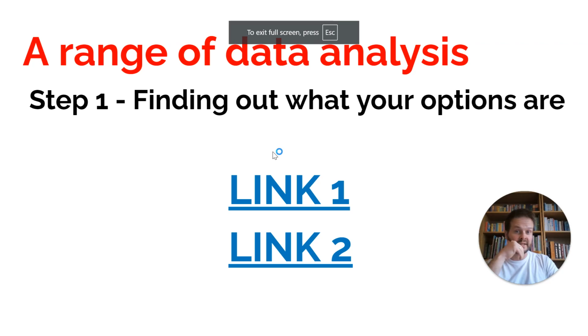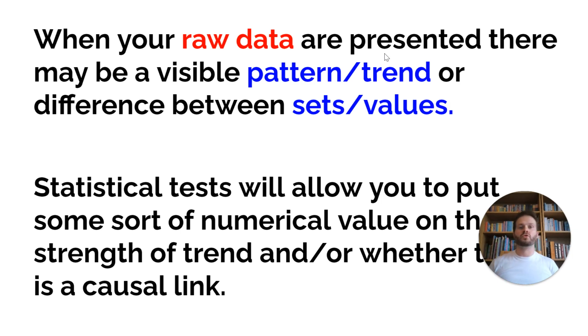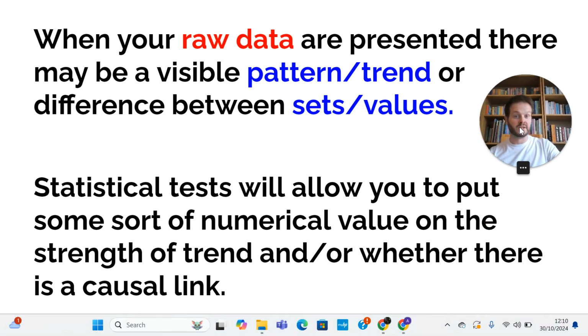And with your data analysis, it's the same. So the way to decide is, when your raw data is presented, is there a visible pattern or trend, or is there a difference? So sometimes you're trying to prove there's a relationship. Sometimes you're trying to prove there's a difference as well. Different statistical tests will allow you to prove or disprove different things, which is what we're trying to do here.